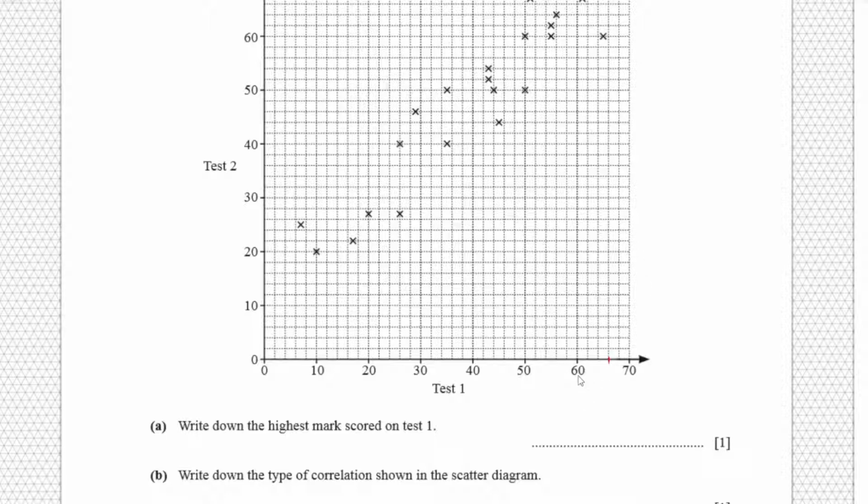And if you divide this 10 by 5 boxes, you're gonna get that each of these equal 2, right? Each of these little units equal 2 marks, right? So that's 2, 4, 6 marks. Write down the highest mark, so that is 66 marks, alright?